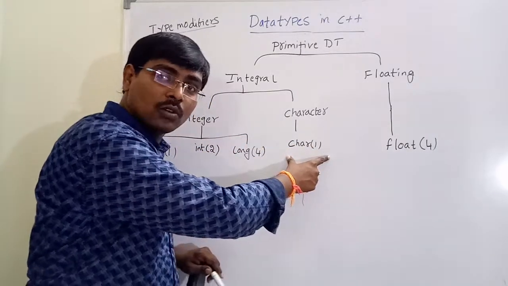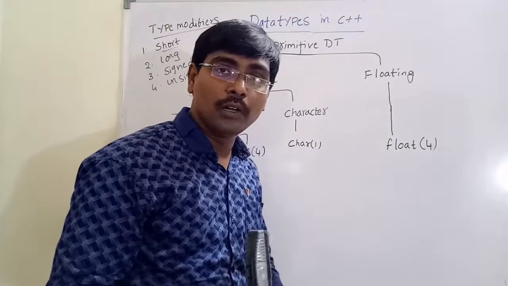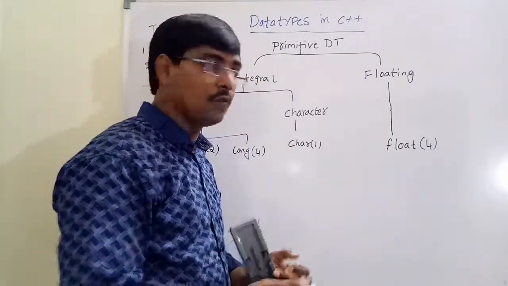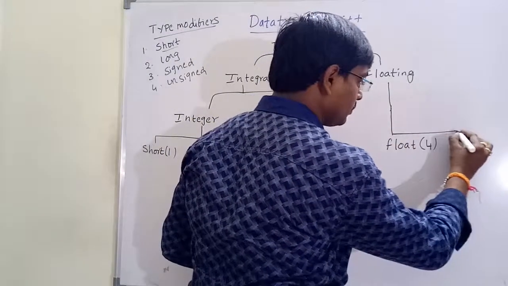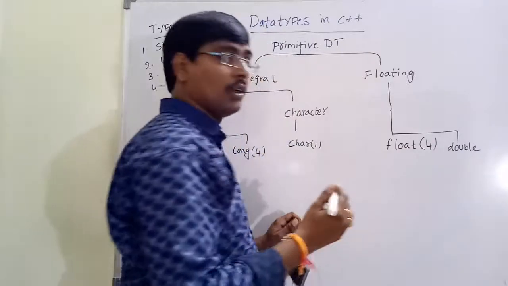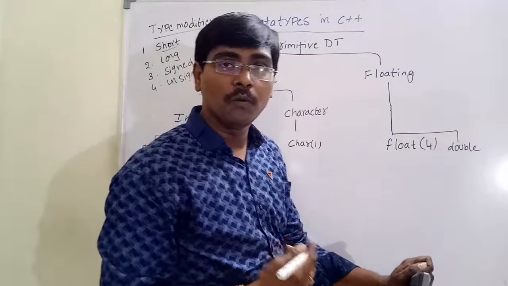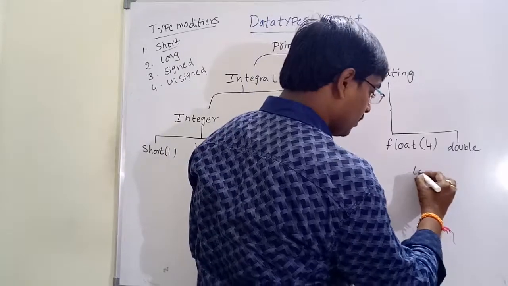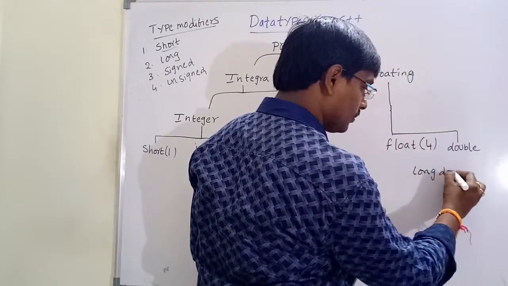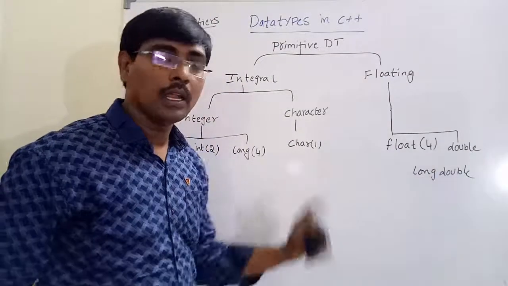But character has no such modifier. Similarly, coming to float, we have double. Here double means simply long float, along with long double. Long float, double, long double.